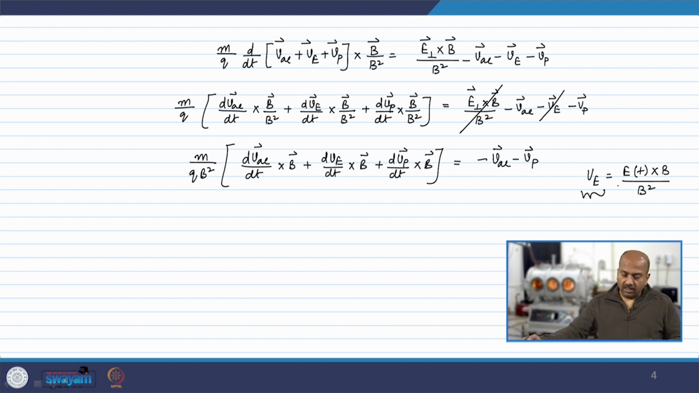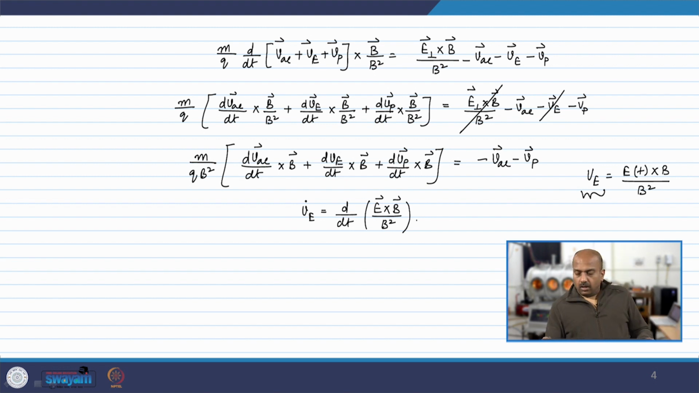Now, since the electric field is time dependent, the particle's trajectory should also change with respect to time. So, we can say that V_E dot is d/dt of E cross B by B square. Let us try to understand what I have written. Generally, V_E is E cross B by B square.